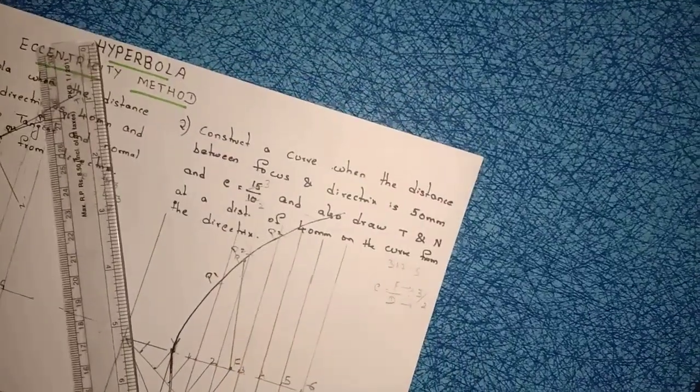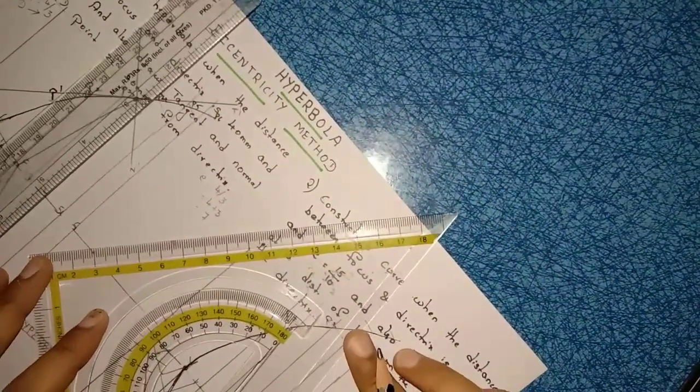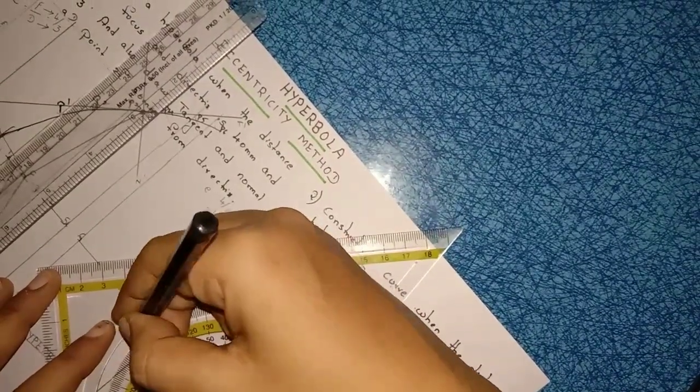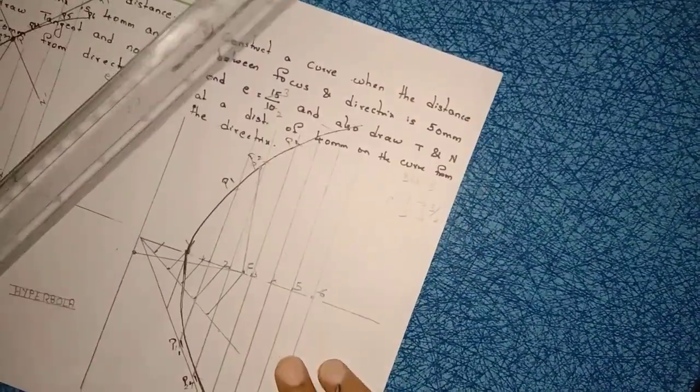Right, now to this PF you have to draw a perpendicular line, a 90 degrees line, right? Join this one. Now join this point and this P point.